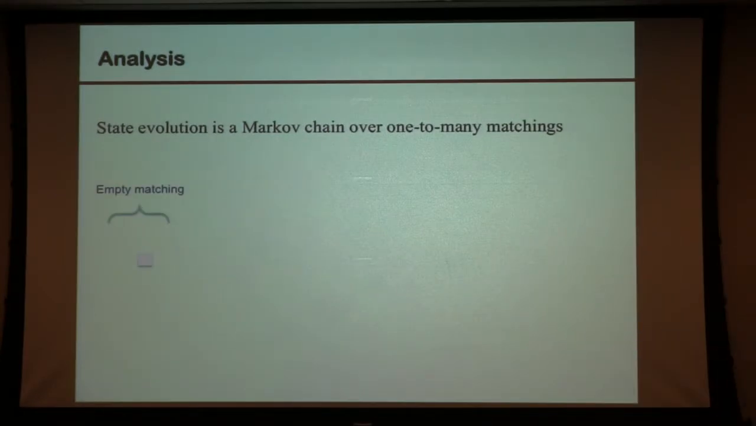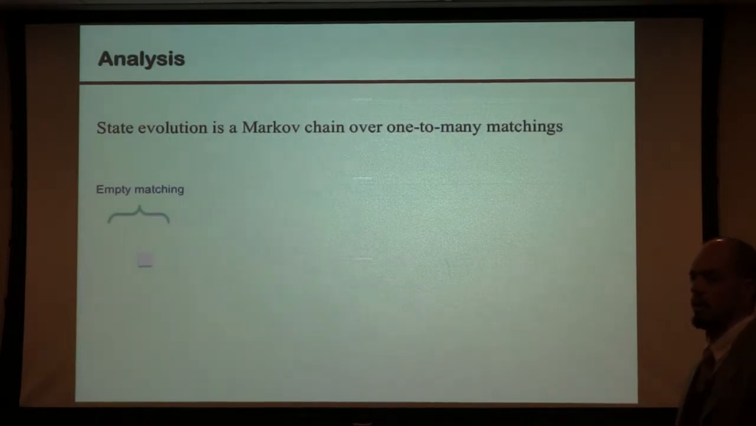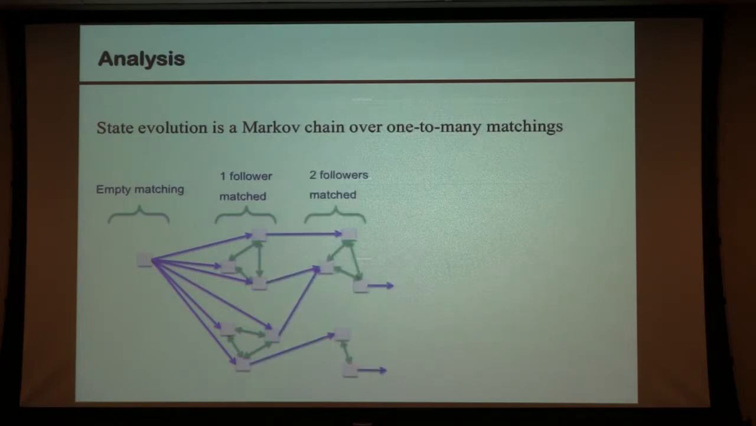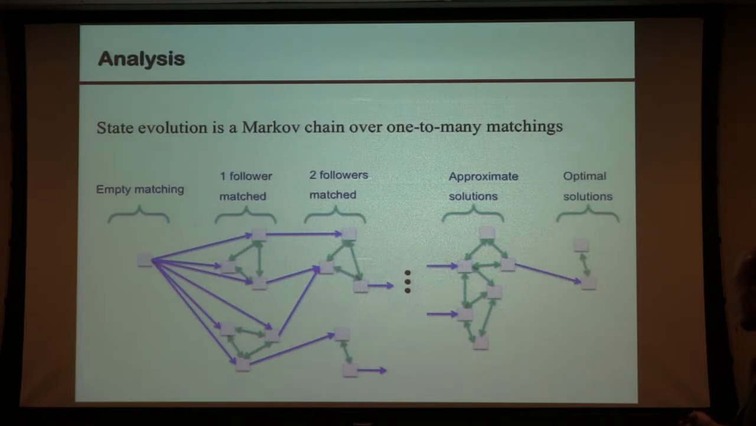So how do you reason about this? Basically, you can think about this as a Markov chain evolution over one-to-many matchings. In the first state, there is an empty matching; nobody is matched to anybody. Then the algorithm runs, and at some point you go into a state where one follower is matched, and then you never go back, and you start doing your random walk, your Markov chain at this level. Then at some point, because of the randomization effect of exploring the state space, two followers are matched, and you go to an improved state where your Markov chain evolves here, and so on, until you get an approximate solution. Eventually you get to the optimal solution where everybody is matched.